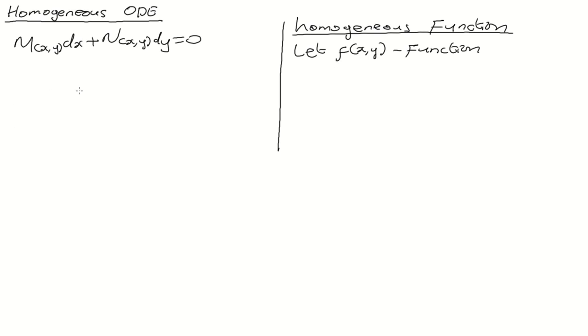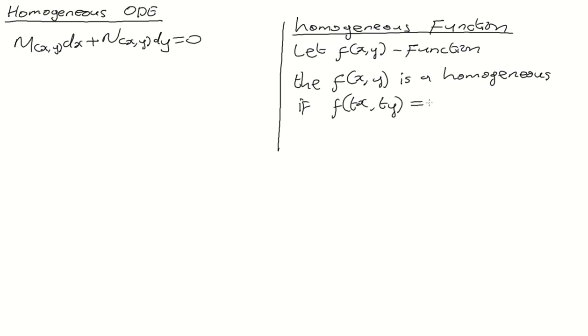Let me put it like this. I think you will understand. Let me say then, f of x, y is a homogeneous function if f of tx, ty is equal to t raised to n, f of x, y.